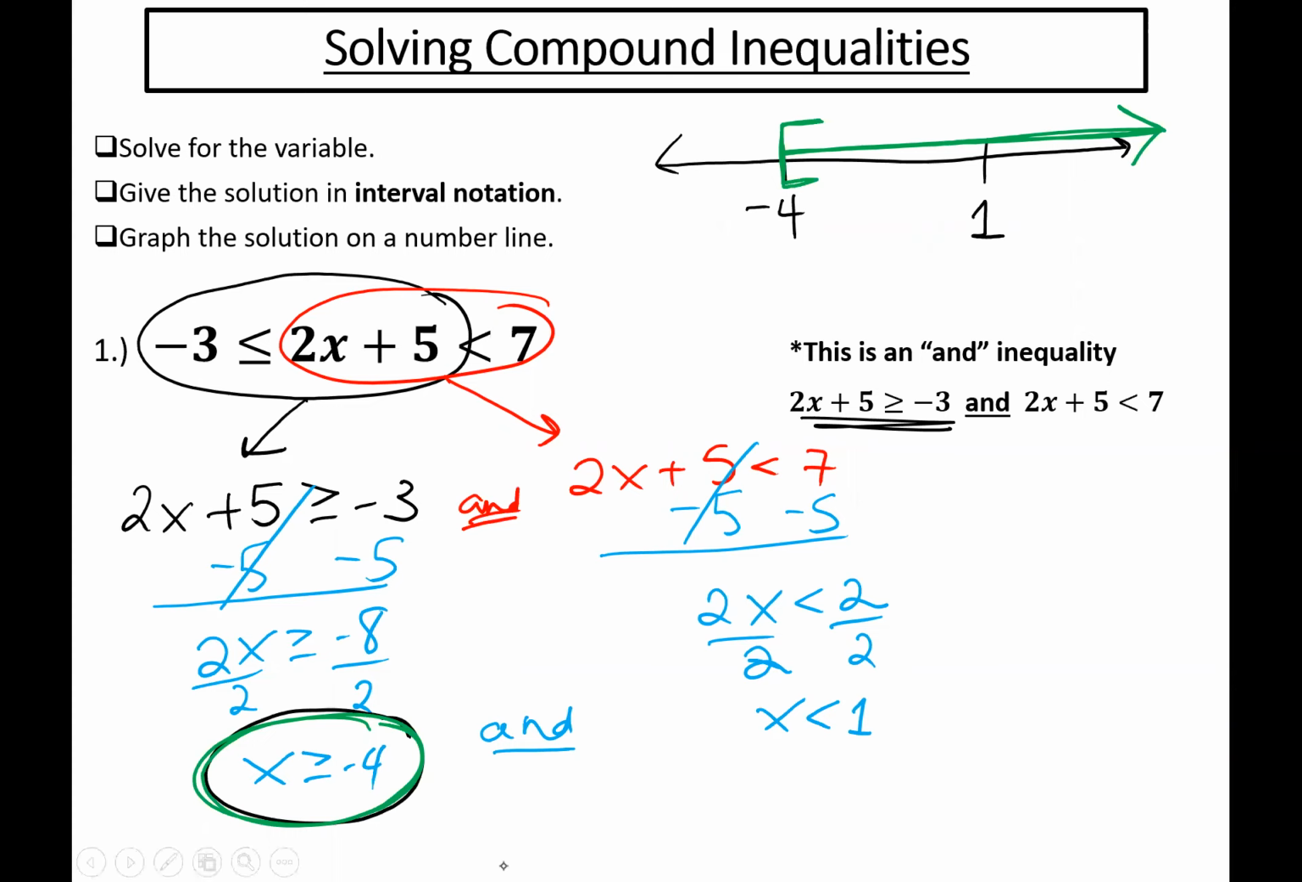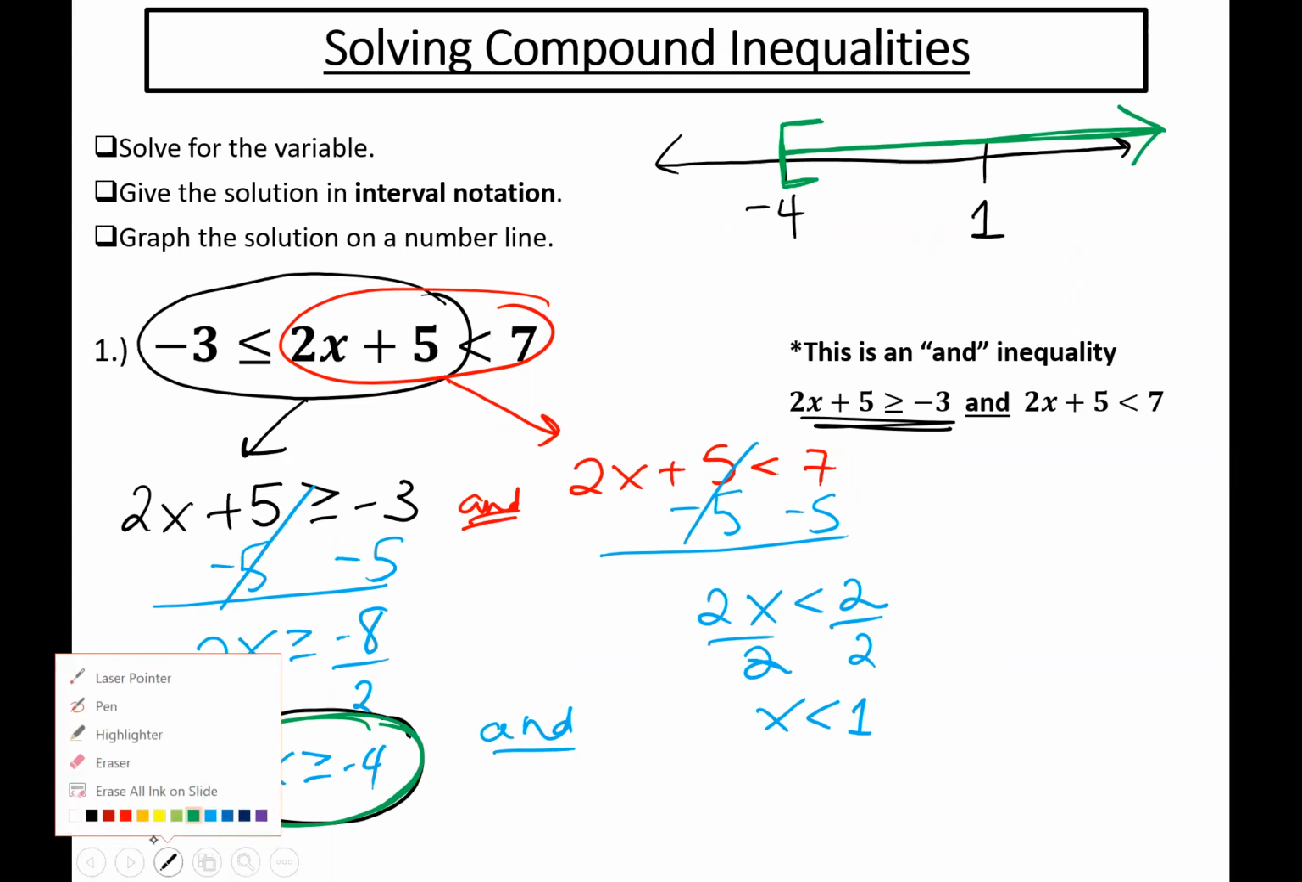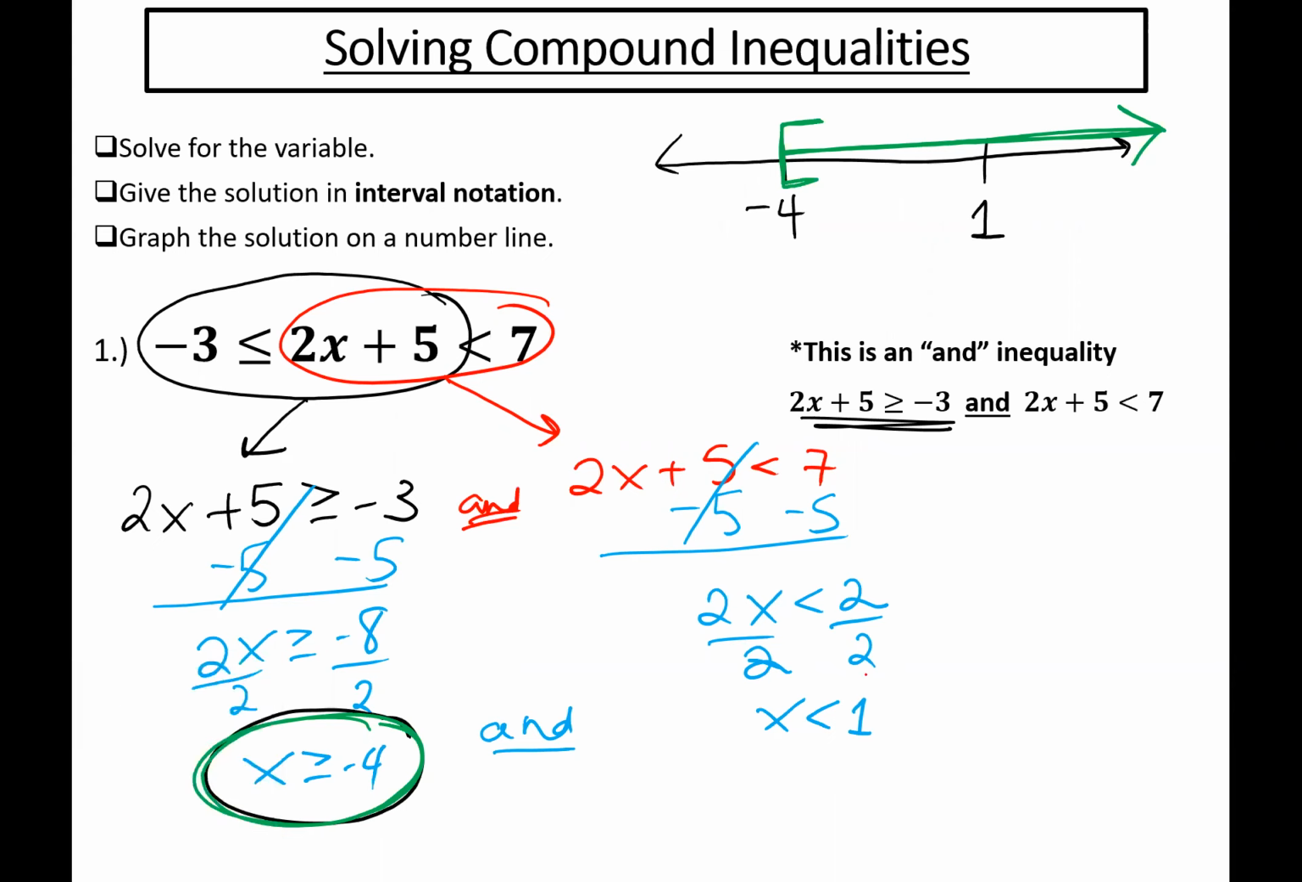But now I need to go to the second half of our answer here. And x is less than 1. So for x is less than 1, I have parentheses on the 1, and this time my arrow is going to the left. Okay, so what I want you to look at here is I have two different number lines going in these different directions, but because this is an and inequality, I need to only include the intersection. In other words, I need to only include the overlap.